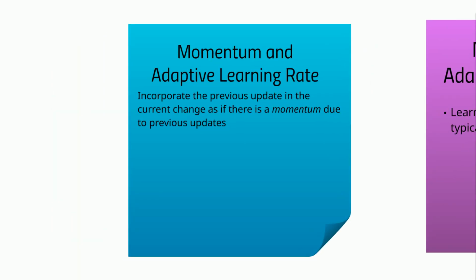And those methods are momentum and an adaptive learning rate. We're going to start by talking about momentum. At each parameter update, successive weight values may be so different that large oscillations may occur and slow convergence. When we're talking about momentum, we're going to introduce T, which is the time index, and that is going to be the epoch number in batch learning and the iteration number in online learning. The idea is to take a running average by incorporating the previous update in the current change as if there is momentum due to previous updates.